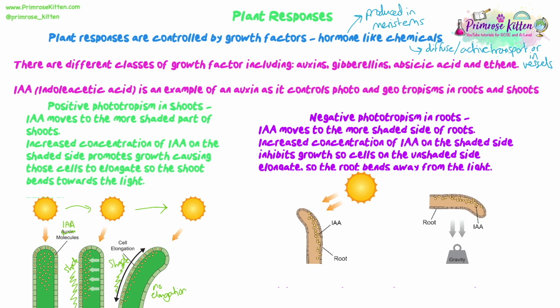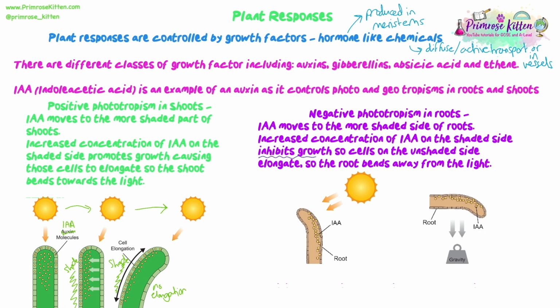Okay, so moving on to negative phototropism in roots. This is where we're going to be growing away from the light, and we said that roots are negatively phototropic, so they're going to be growing away from the light because they're going down into the ground. So in this case, IAA moves to the more shaded side of the root still, but it inhibits growth. Because it inhibits growth on that side, the cells on the unshaded side elongate, whereas the shaded side does not, and therefore we're going to be bending down and away from the direction of the light.